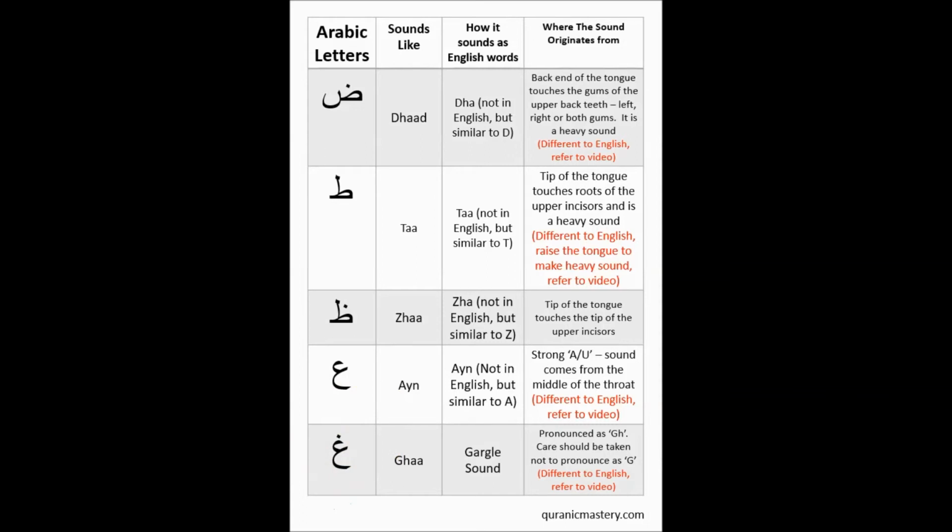The next letter in question we will do is ghain. Ghain is like a gargle sound. It's not in English. GH is used to represent it, but care should be taken not to pronounce it like g. It comes from the same part as kha, from the top of the throat. It's pretty easy once you know, like gargling, putting water in your mouth. Same thing. Ghain. So let's go through this page, repeating each letter 3 times.